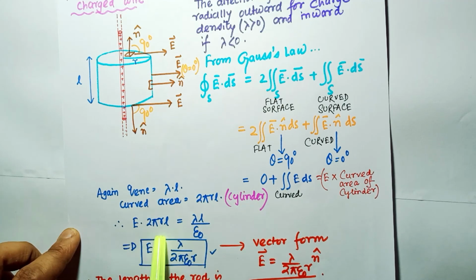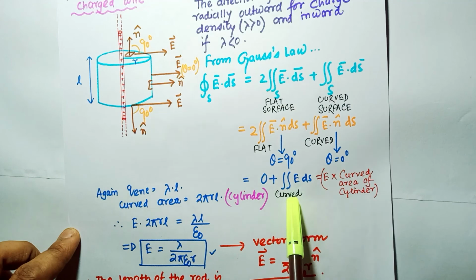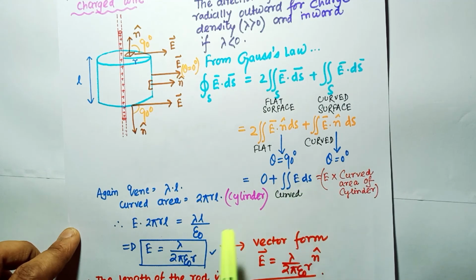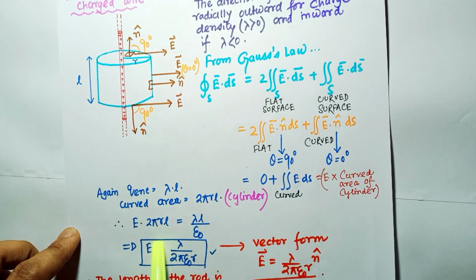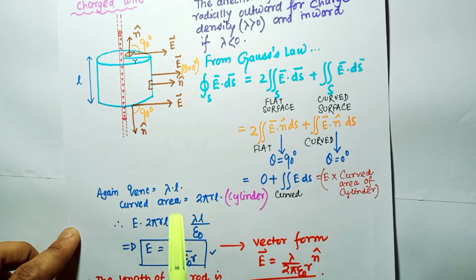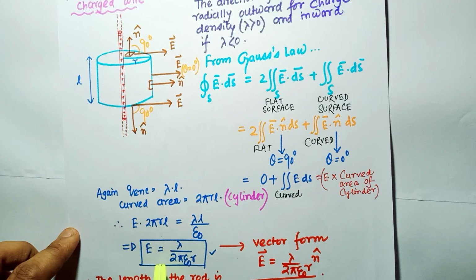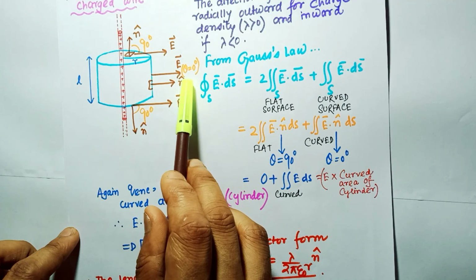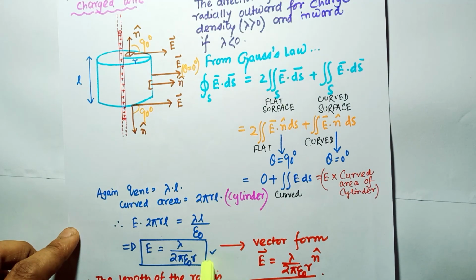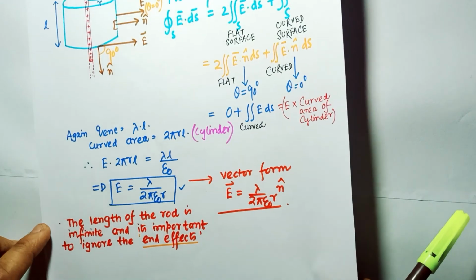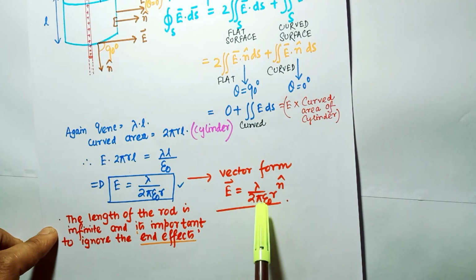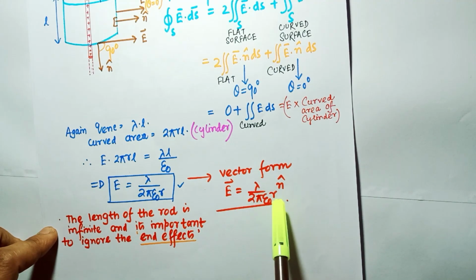So on the left hand side, the surface integral of E dS over the curved surface is E times 2 pi r L, the curved area of the cylinder. From Gauss's law, the right hand side is Q enclosed, which is lambda L, divided by epsilon naught. So we get E equal to lambda divided by 2 pi epsilon naught r. It is directed along the normal to the surface, in the n cap direction. In vector form, E vector is equal to lambda divided by 2 pi epsilon naught r times n cap.